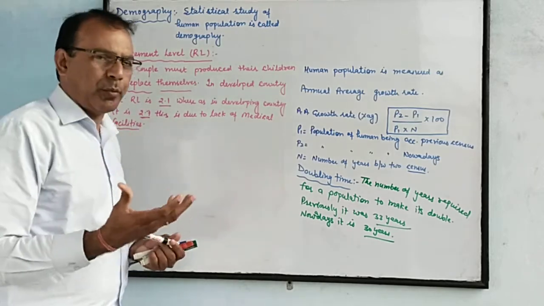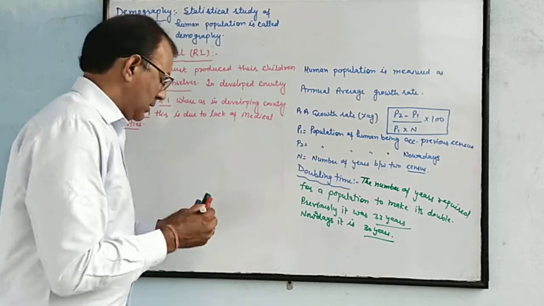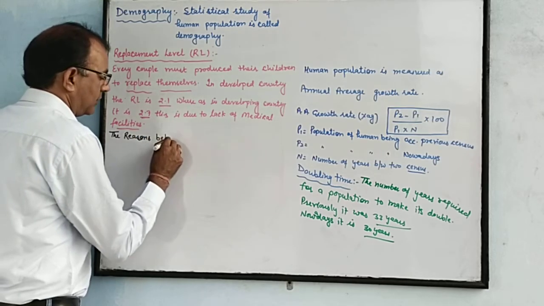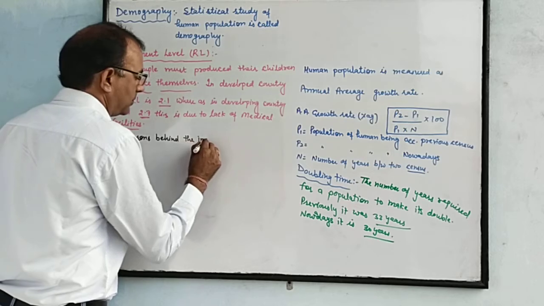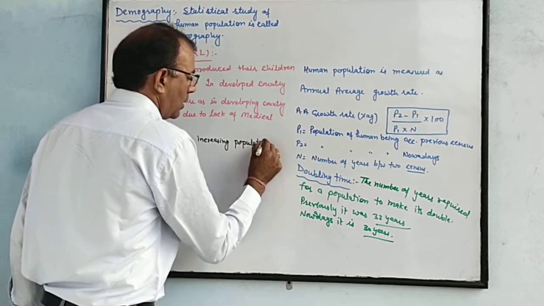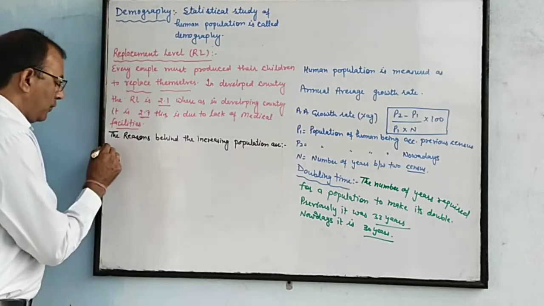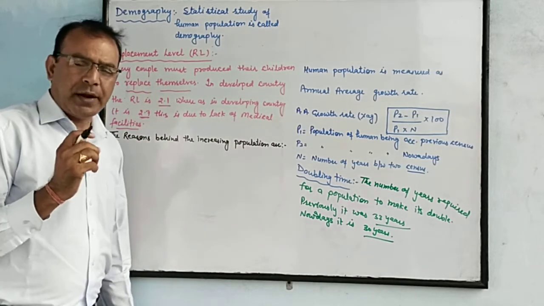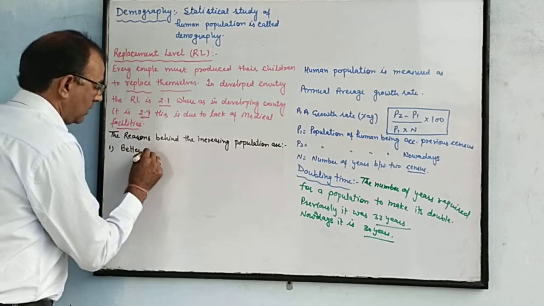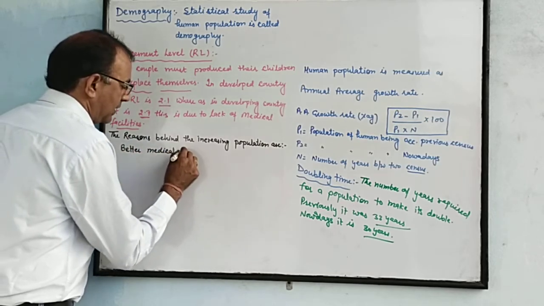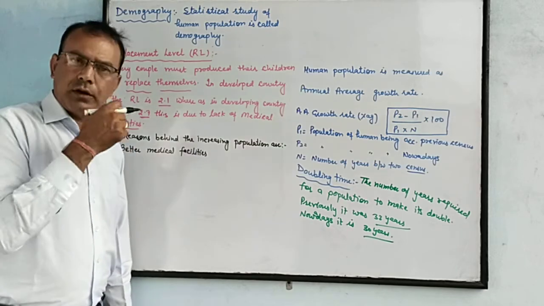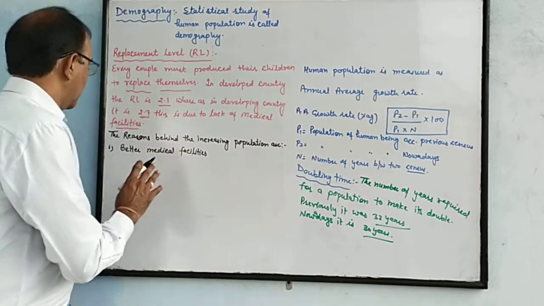Now day by day the population of human beings is increasing. What is the reason behind it? The reasons behind the increasing population are: first one, better medical facilities, so we can control all types of disorders which human beings suffer from, maybe infant or mother.